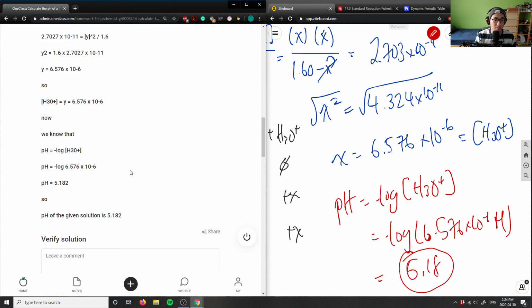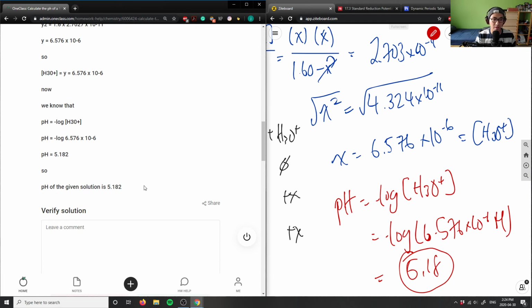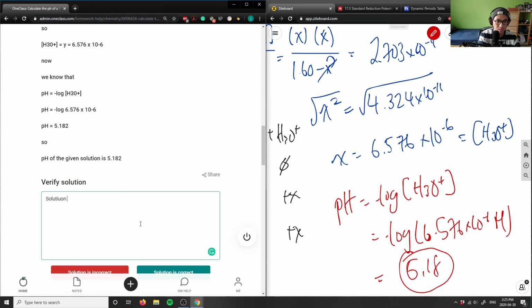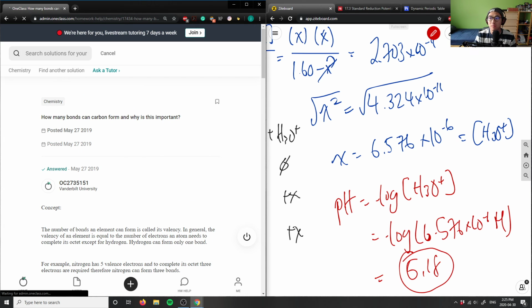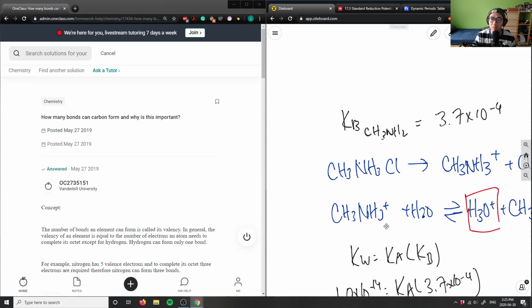So 5.18 here is my solution, which is the correct solution that they have. So the solution is correct. Again, the hydronium ion was calculated correctly as well. So the solution here is correct. Great analysis here. All right, that was number 5.